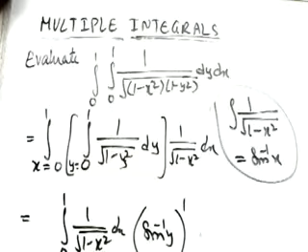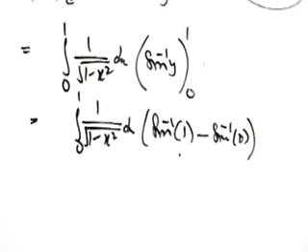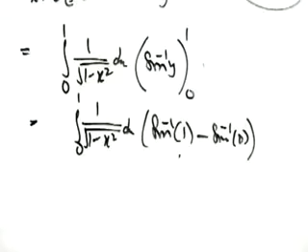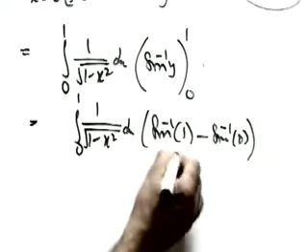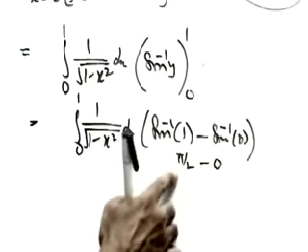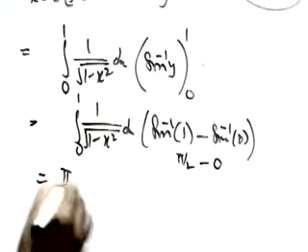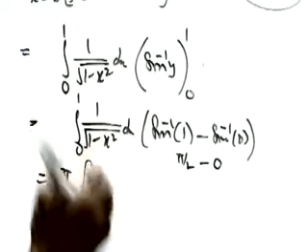Let me solve this afterwards. 0 to 1, 1 by under root of 1 minus x square dx. Upper limit means sine inverse 1 minus lower limit means sine inverse 0. Sine inverse 1 means 90 degrees, and the value of 90 degrees is pi by 2. The value of sine inverse 1 is pi by 2. The sine inverse 0 is 0. See, this is pi by 2. We take outside pi by 2.